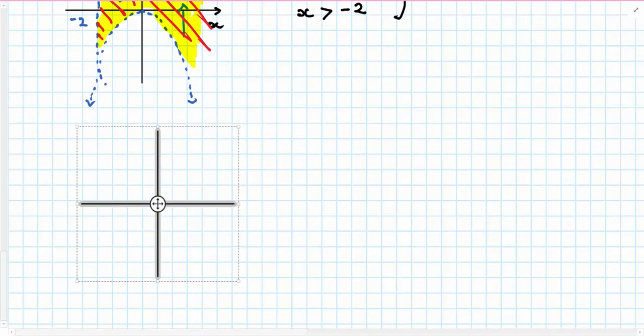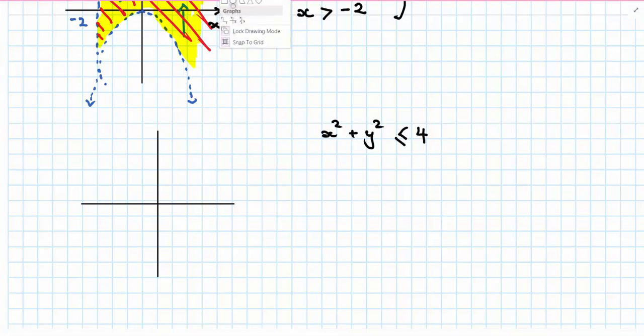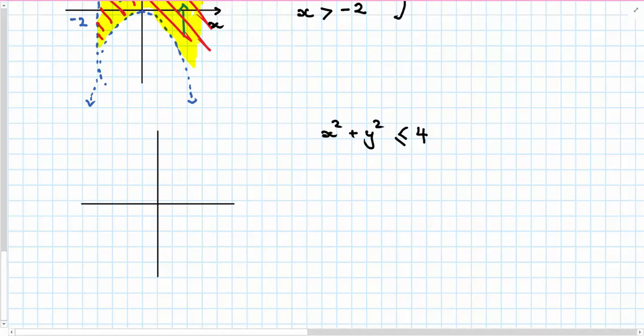What if the question asked for x squared plus y squared to be less than or equal to 4? Now we hopefully recognize that this is the equation of a circle, and the circle, if I was going to do the boundary, would have a radius of 2. So here's a circle of radius 2.